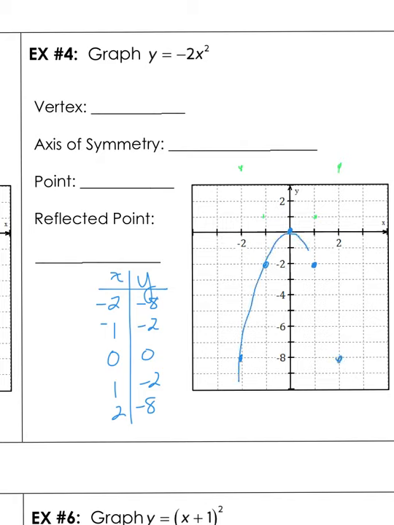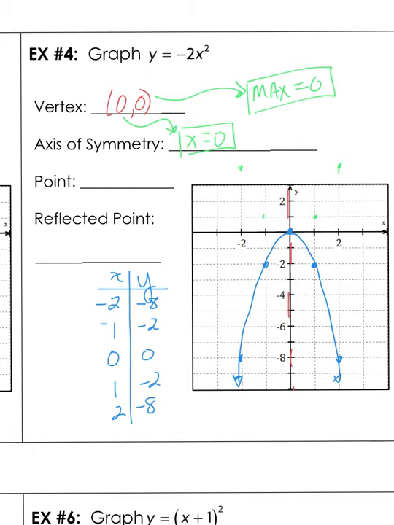So as you can see, it definitely got skinnier. All right, so our vertex is at (0, 0). And then this is my axis of symmetry. I could also get that from here, x equals 0. Because it opens down, I have a maximum, and that y value of the vertex is 0. So the maximum y value is 0. I'm going to choose a point, (1, -2). The point that's across the y-axis from it, same distance away, would be (-1, -2).